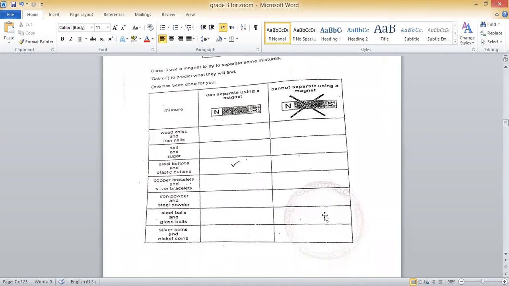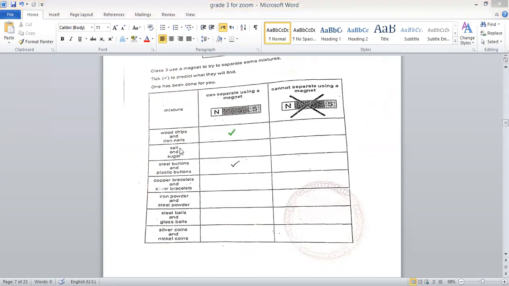Class 3 use a magnet to try to separate some mixtures. Predict what they will find. One has been done for you. Here we have the mixtures, and we will see whether each mixture can be separated using a magnet or cannot. Wood chips and iron nails. Wood is a non-magnetic material, so it will not be attracted to a magnet. Iron is a magnetic material, it will be attracted to a magnet, so this mixture can be separated using a magnet.